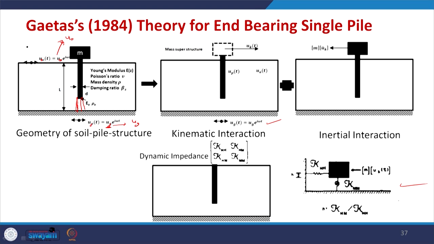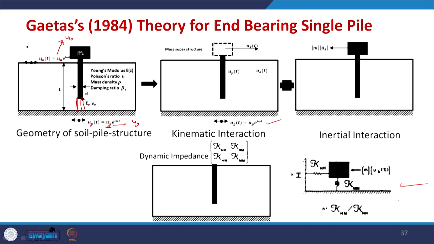After that, the second case is kinematic interaction. For kinematic interaction, we apply the same motion at the base, but in the presence of the pile. When you are considering kinematic interaction, you do not consider the mass of the superstructure, as shown in this figure. That means mass M is 0 here. In the presence of the pile, you get the response at this point as U_k. Earlier it was U naught, now it has converted into U_k.